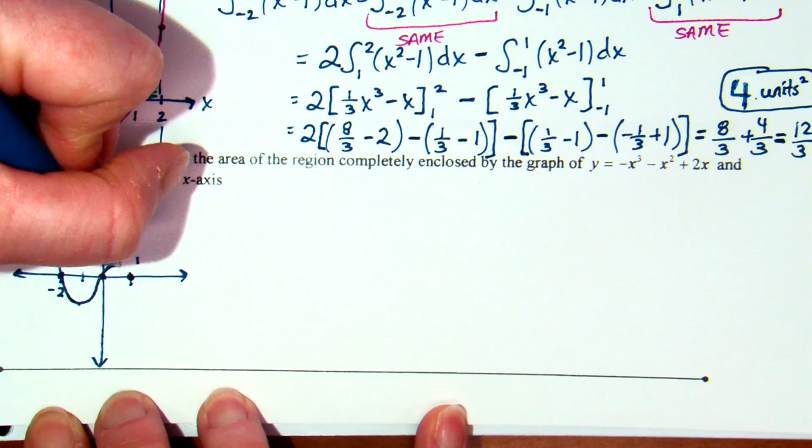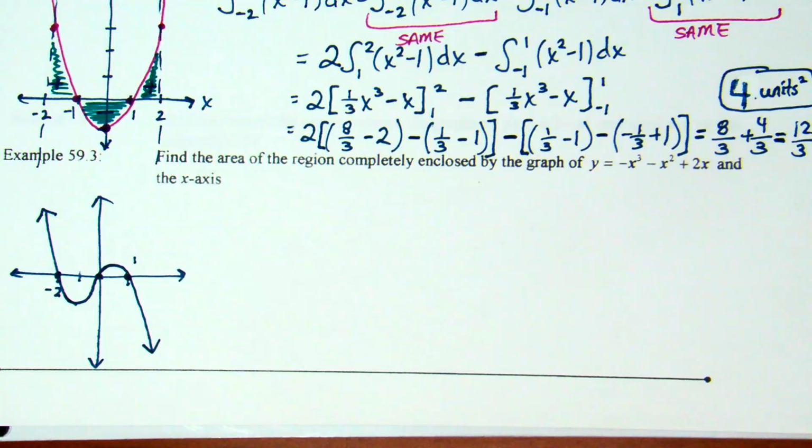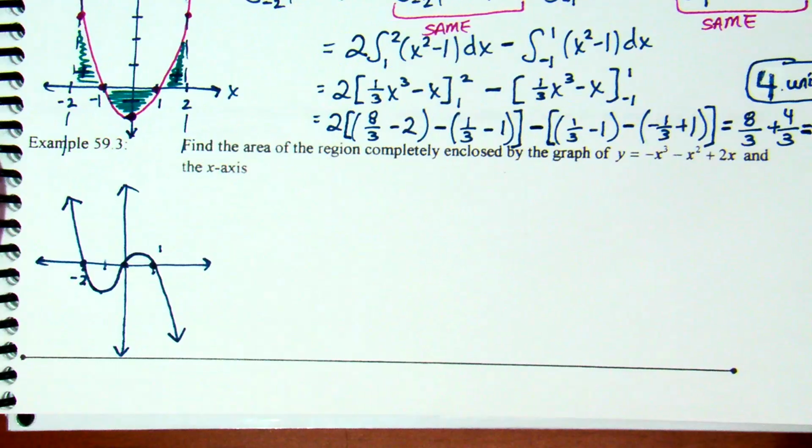Okay. Find the area of the region enclosed by this graph and the x-axis. So what are we looking at here? Between negative 2 and 0 and 0 and 1. Okay. We have a bowl and an upside down bowl, if you would.